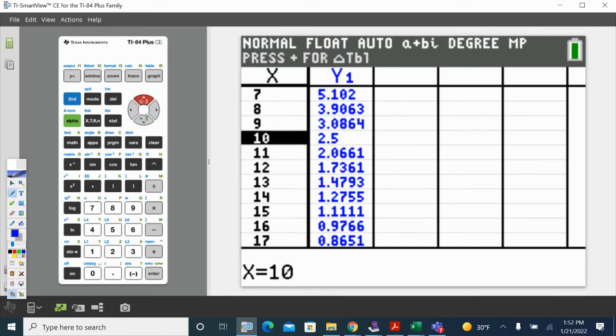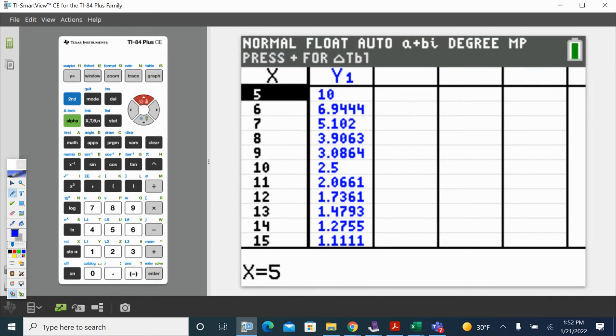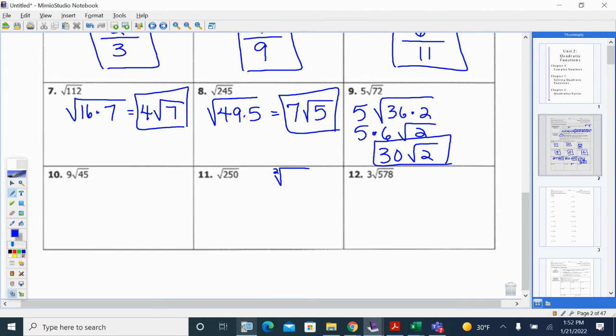So let me arrow up. 2.5 is not a whole number. Keep going up, up. Okay, so the 5 and the 10 are two pieces of your answer. The x is always the number on the outside of the radical. The y is always the leftover. So this becomes 5 times the square root of 10. That's my answer.